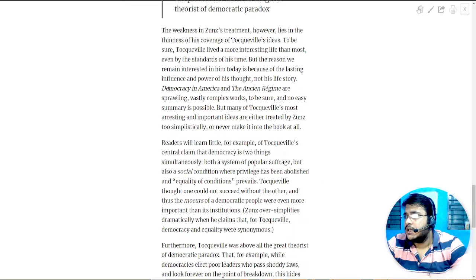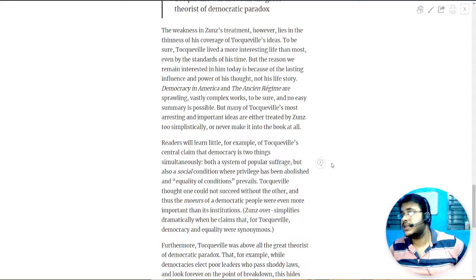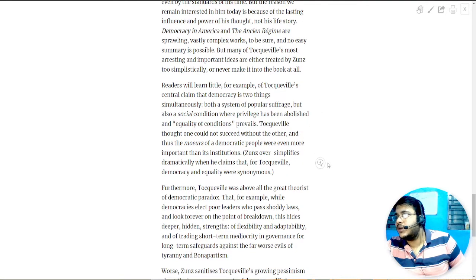Democracy in America and The Ancien Régime are sprawling, vast, complex works, to be sure, and no easy summary is possible, but many of Tocqueville's most arresting and important ideas are either treated by Zunz too simplistically or never make it into the book at all. Readers will learn little, for example, of Tocqueville's central claim that democracy is two things simultaneously: both a system of popular suffrage and a social condition where privilege has been abolished and there is equality of conditions.